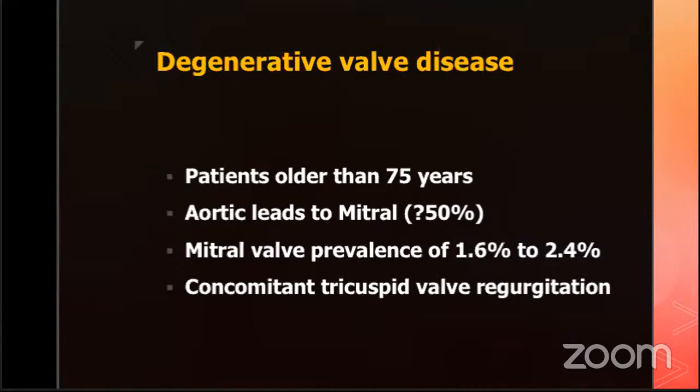Concomitant tricuspid valve regurgitation can result from elevated left-sided pressures and right-sided ischemia. Also, atrial fibrillation, pulmonary artery hypertension, and right ventricular dysfunction can all complicate tricuspid regurgitation.